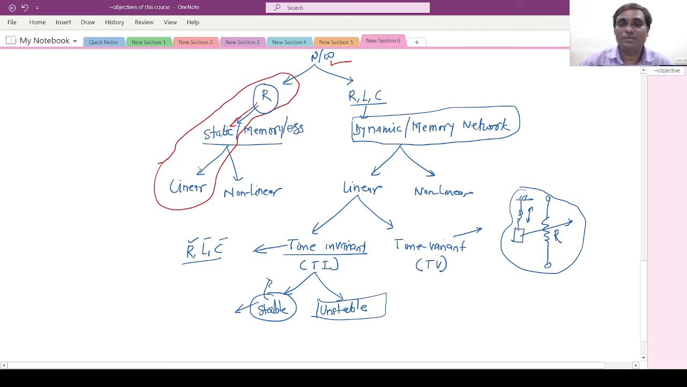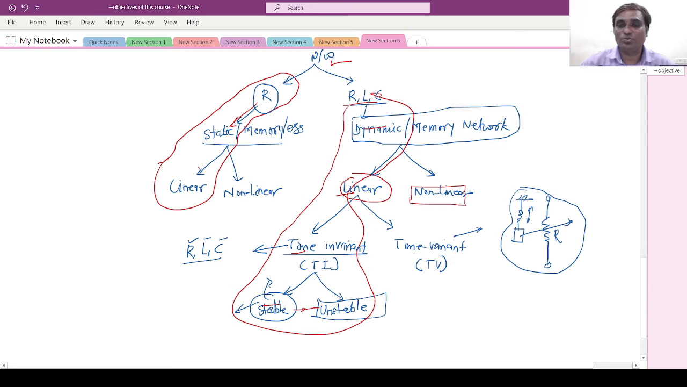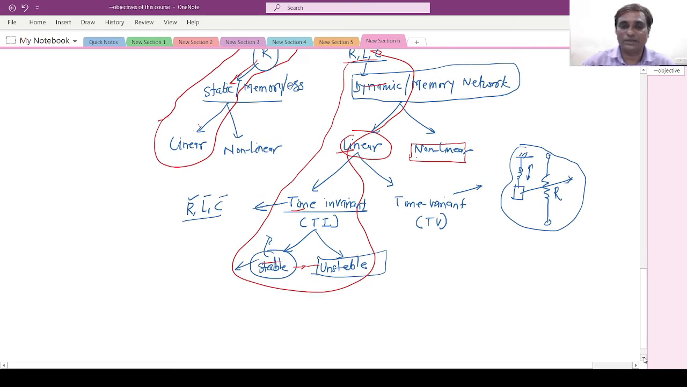If it is dynamic, then I have to check it for linearity. I mean, here also we will study this. The network will be dynamic, linear, time invariant, and stable or unstable. That thing we have to do. And in this course we will not study non-linear and time variant kind of networks.